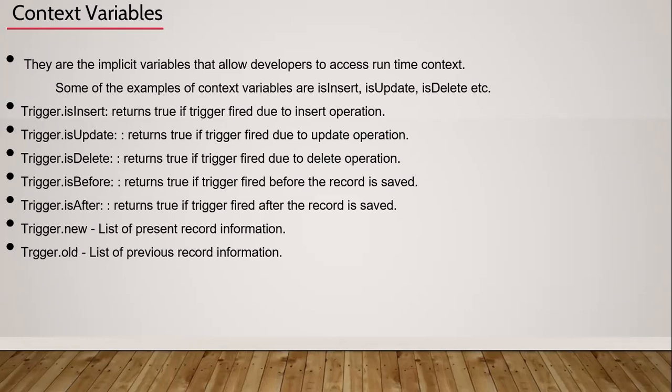So these are a few context variables. If you are using insert, it returns true if the trigger fired is due to an insert operation. Similar for the case of update, if it's an update operation, delete, and before accordingly. So this is the context variable. You'll understand when I take this example in my trigger.